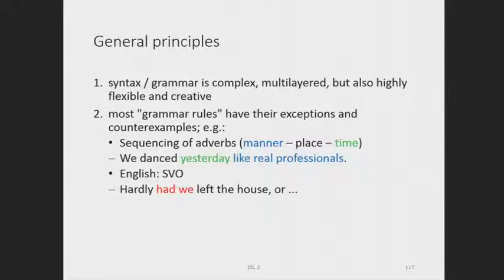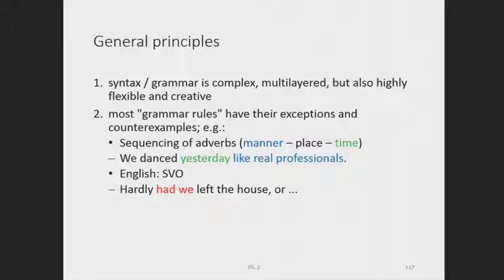Hardly had we left the house, or neither, I didn't eat the sandwich, and neither did I eat the sentence, or something like that. So here we obviously violate the word order. Here we have the verb, and then we have the subject. And this is one of the things linguists then explored.